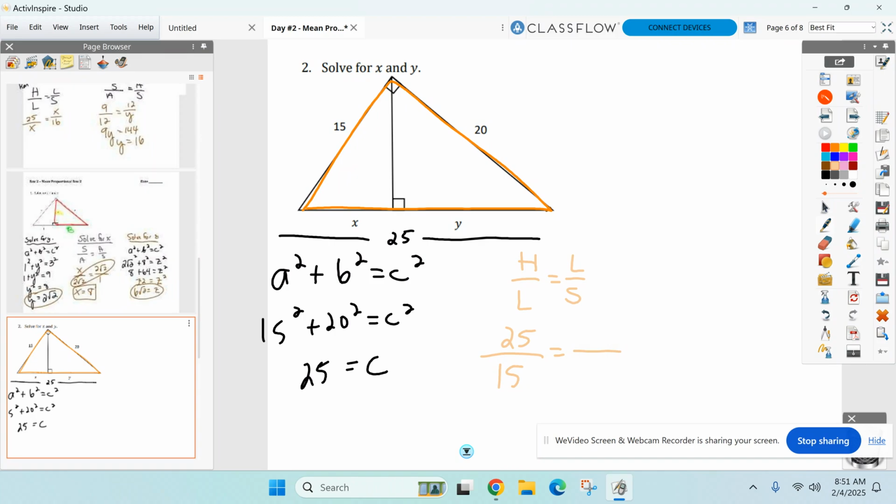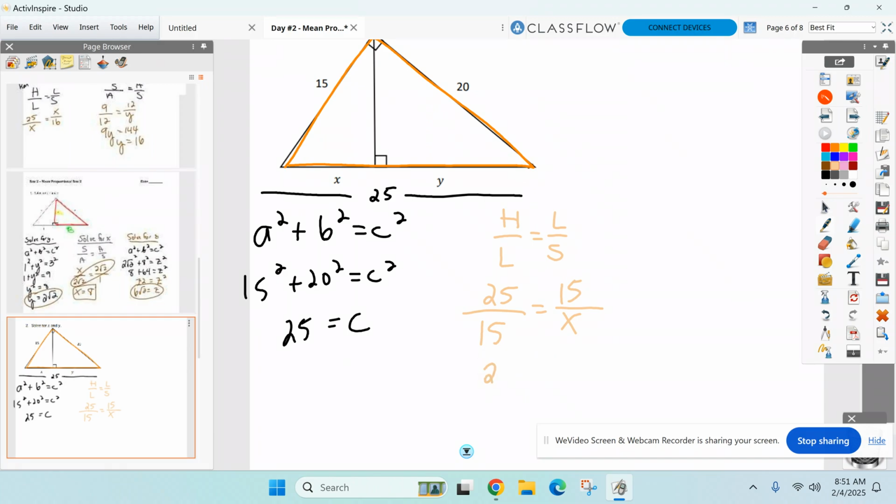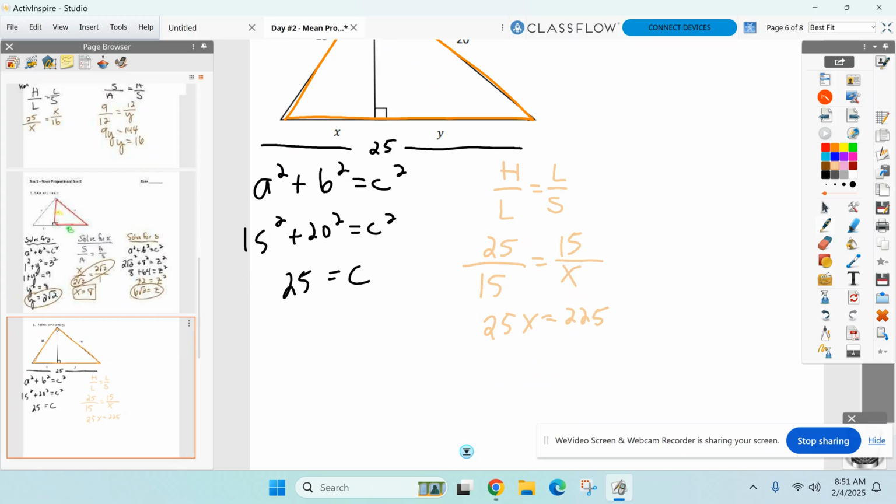15. And now, what segment do we have to find if you picked 15? The one next to it, which is X. Good. We're getting 9 out. X equals 9. Look good. All right, there's X.